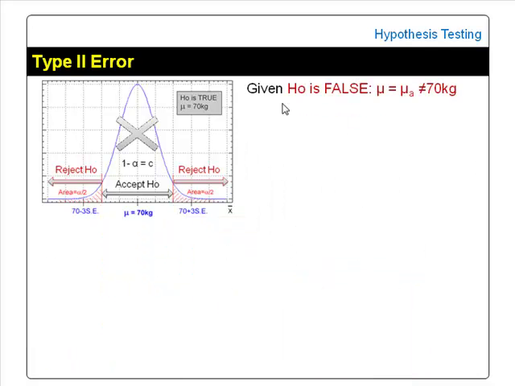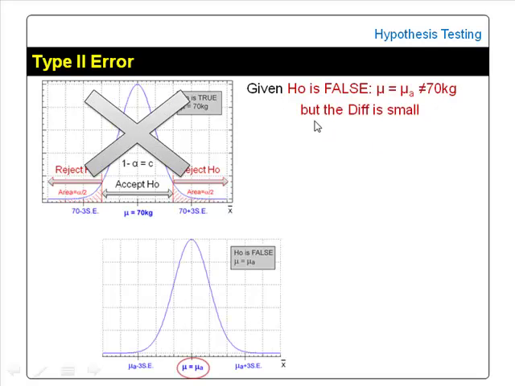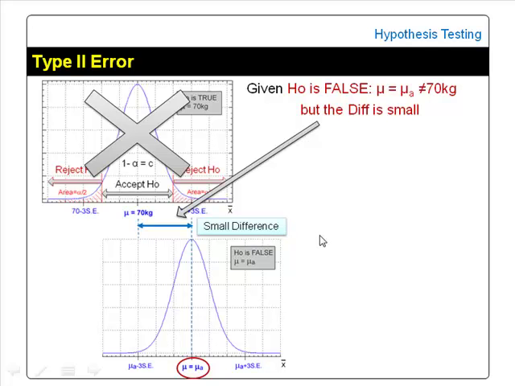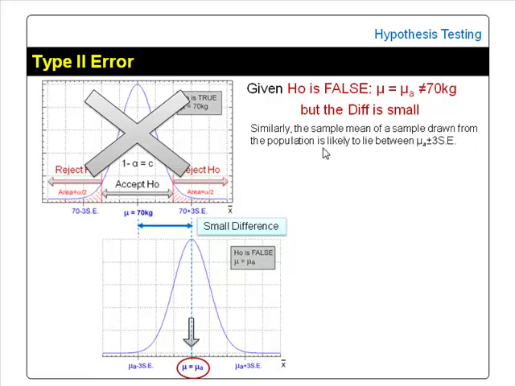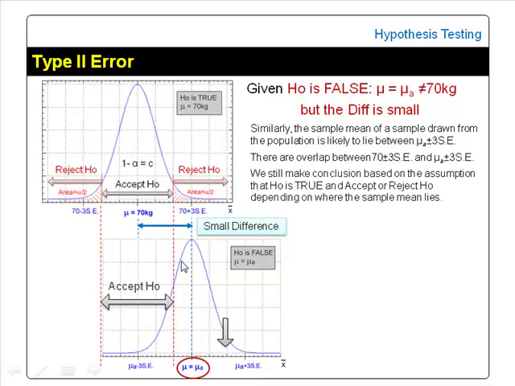Again, given the null hypothesis is false, the mean is not 70 kg. The mean is at μA, but the difference between 70 kg and μA is small. Similarly, the sample mean of a sample drawn from this population is likely to lie between μA ±3 standard errors, 99.7% of the times. In this case, we can see there is overlap between 70 ±3 standard errors and μA ±3 standard errors. Again, we make conclusion based on the assumption that the null hypothesis is true.